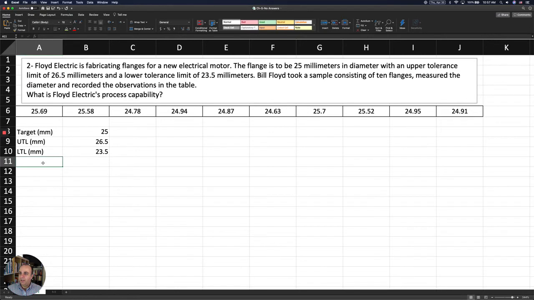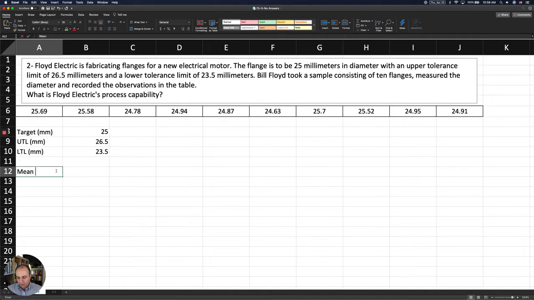Okay, so now the question is asking if the Floyd Electric process is a capable process. Basically, we want to calculate the process capability ratio or index. Okay, first thing that I need to do is to calculate the mean of all these values and to see if the mean is on target.